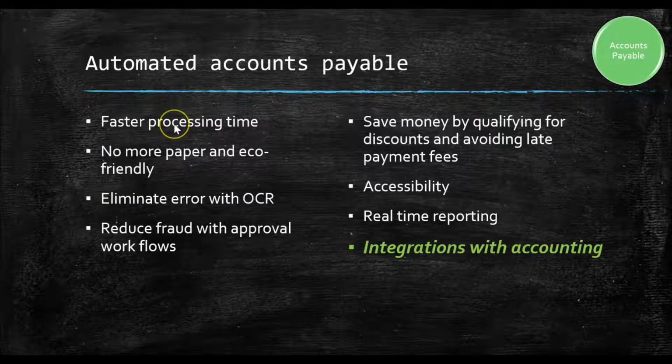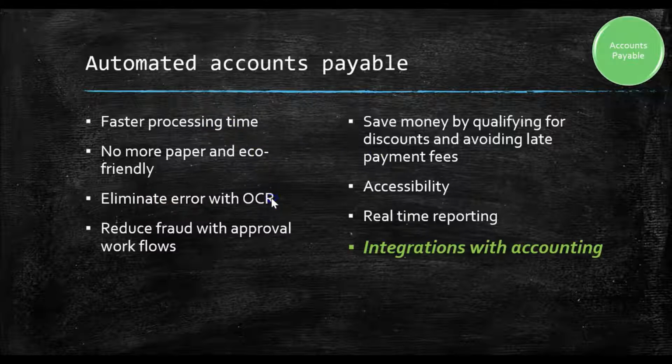Then there's faster processing time, no more paper, it's eco-friendly. You can eliminate error with OCR, that thing that crawls documents and fills in the data for you, optical character recognition. You can reduce fraud with approval flows. And here's a big one: save money by qualifying for discounts and avoiding late payment fees. These accounts payable platforms are easily accessible and have great real-time reporting capabilities. That's what you want, right? If you have something like this, it makes tracking cash so much easier.